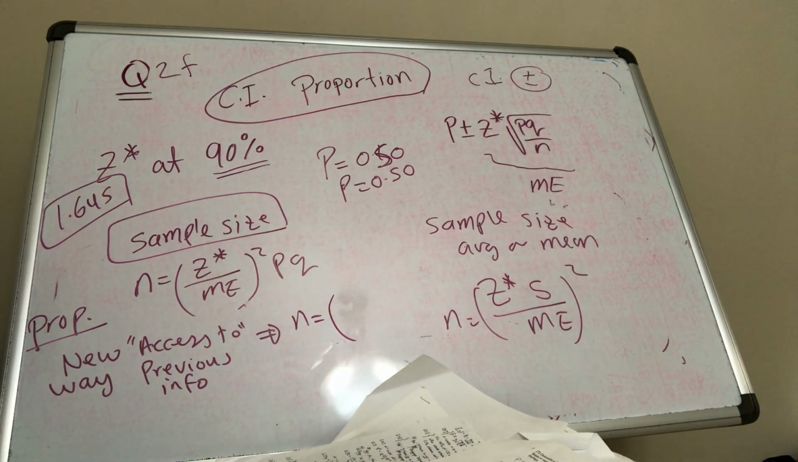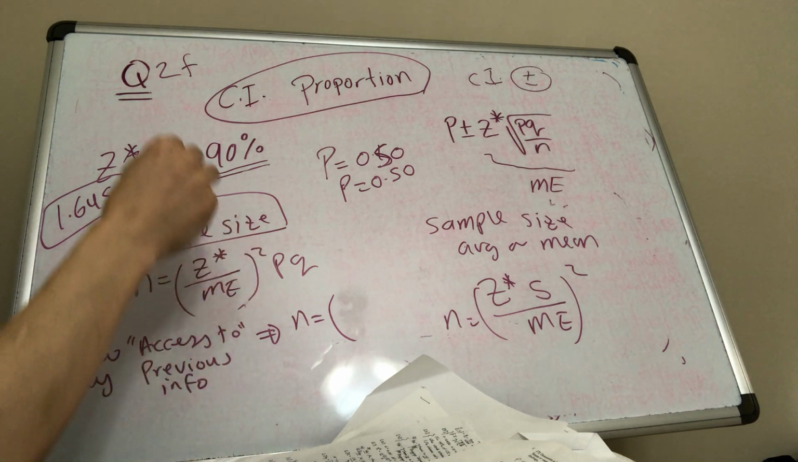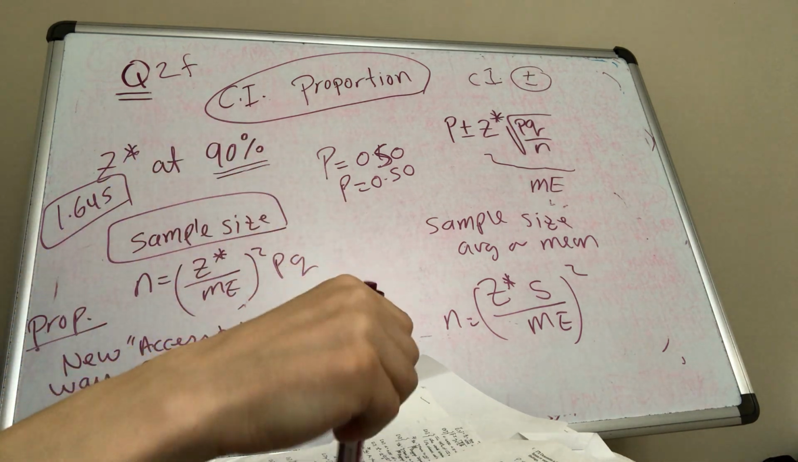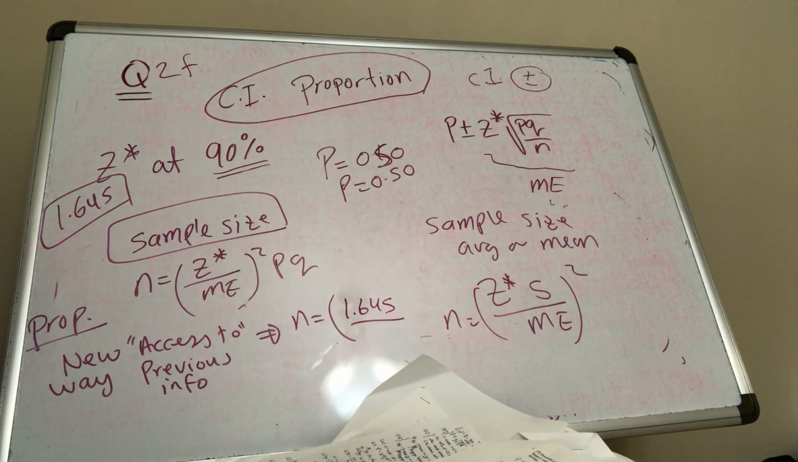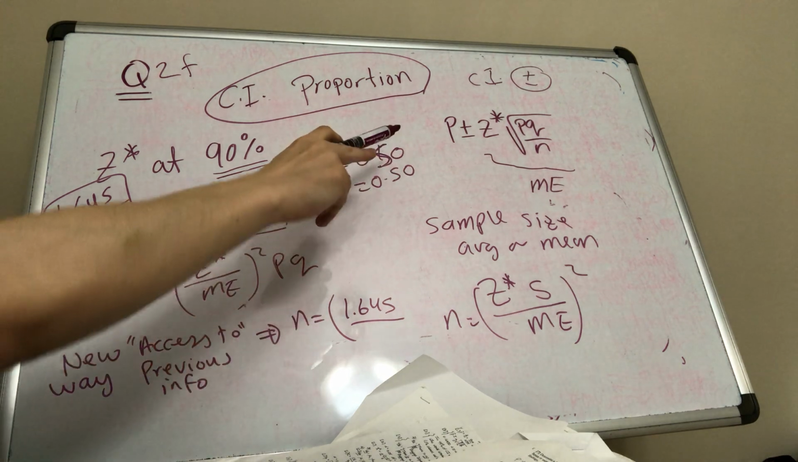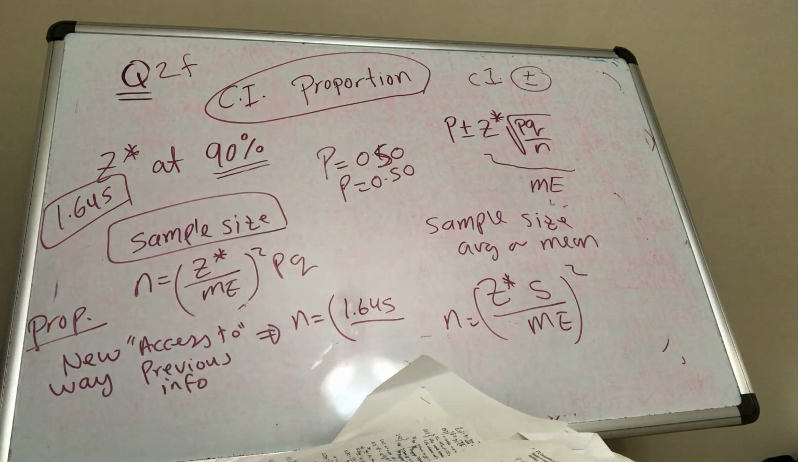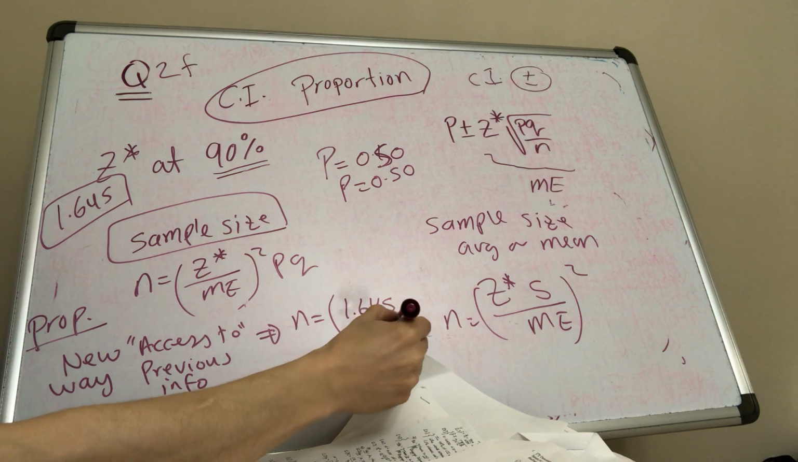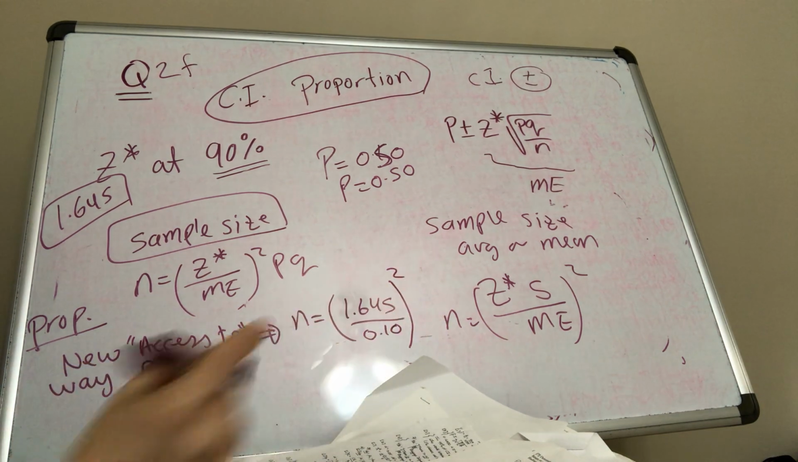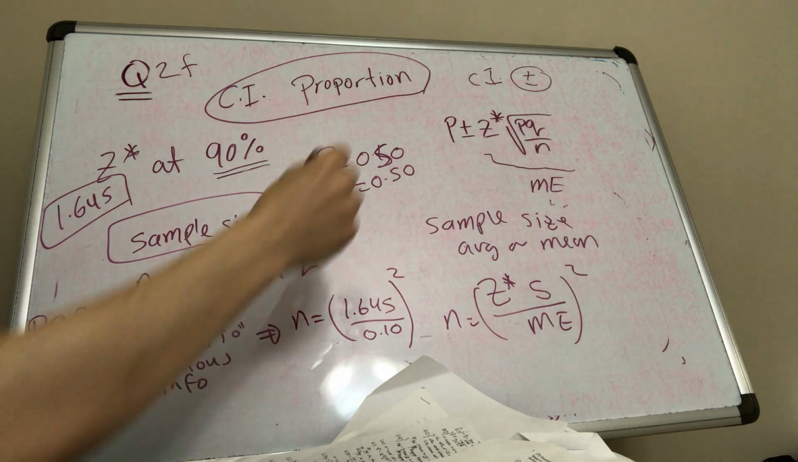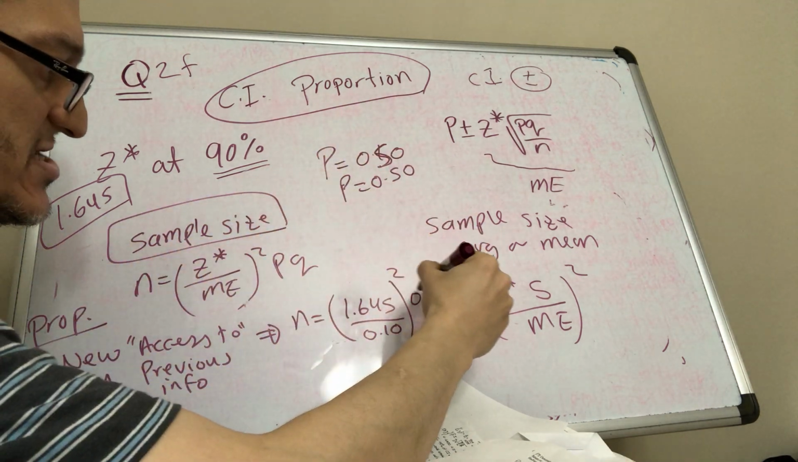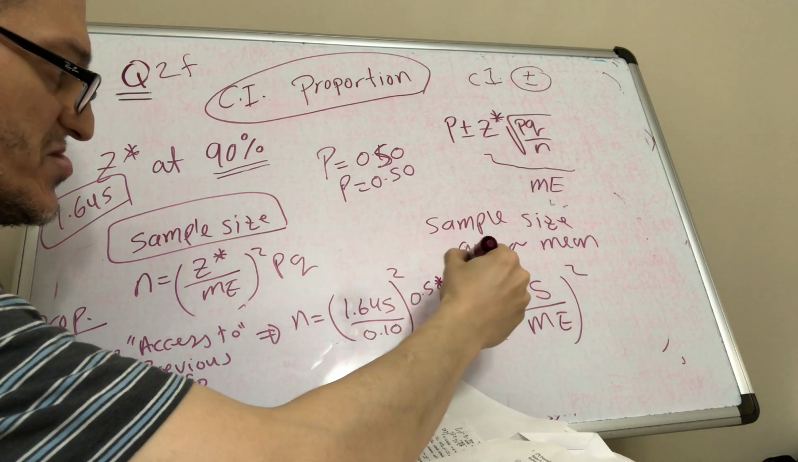So your Z star, since we're still at the same confidence interval, they didn't tell you to change, so it's still 1.645. The margin of error, as I told you, is whatever comes after the plus minus, and in the question you have plus minus 10%, so I know it's 10%. And then for PQ, we have access to the previous information, so we can use the 50 and 50 we found.